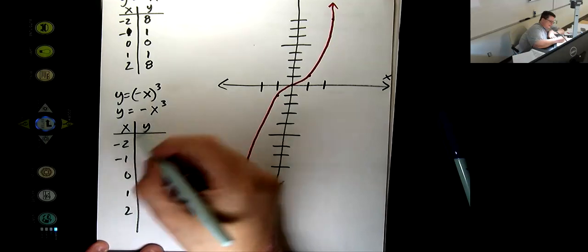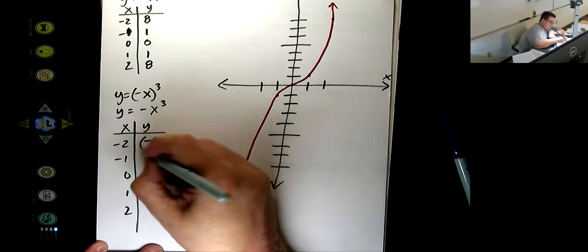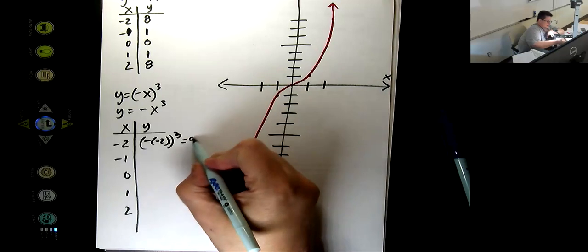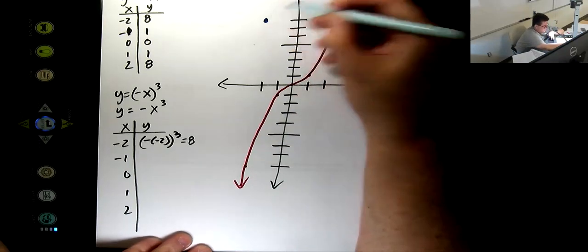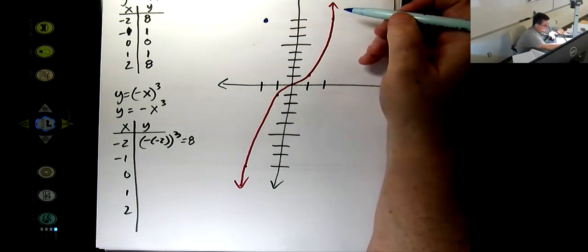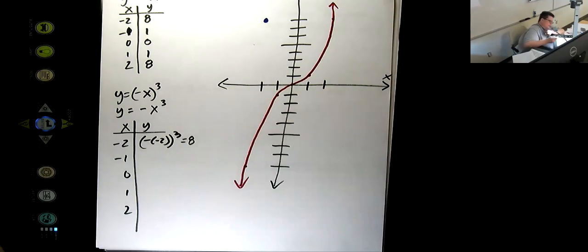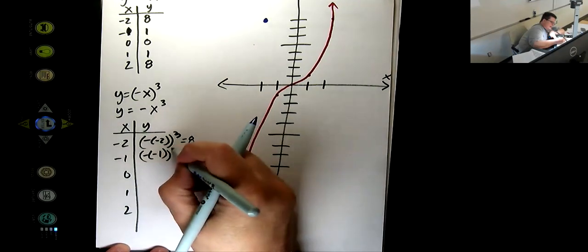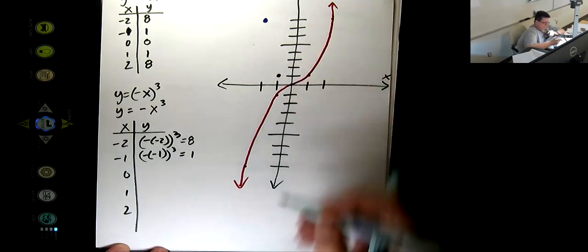So what we're doing is we're doing negative, -2, and we're cubing that. So +2 cubed is 8. So that puts us up here. And we do the same thing with -1. We've got another negative first, and we cube that. It's now +1. So we have -1, 1.